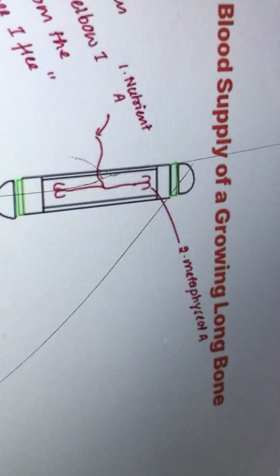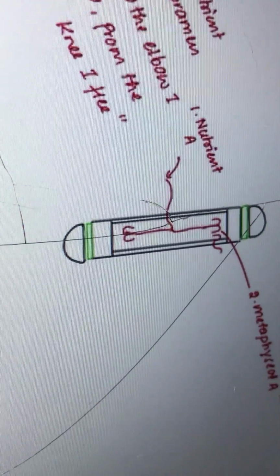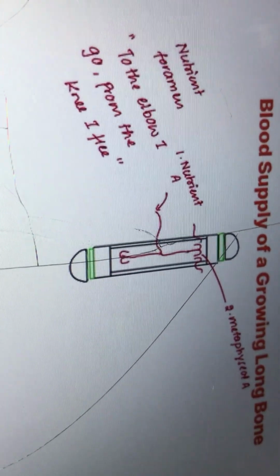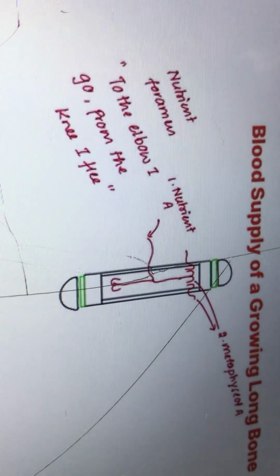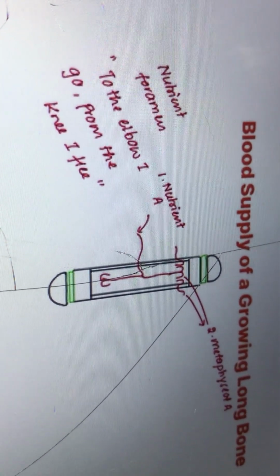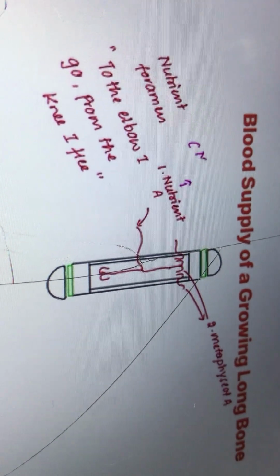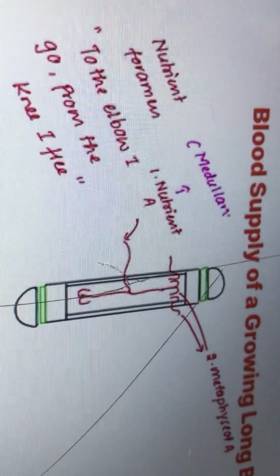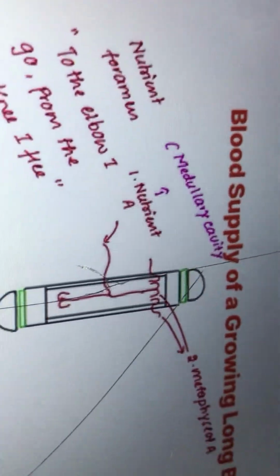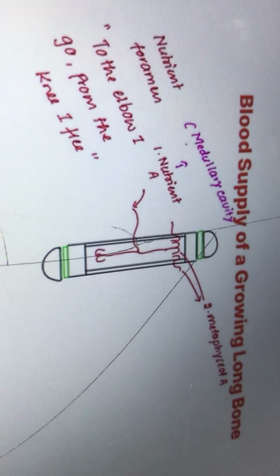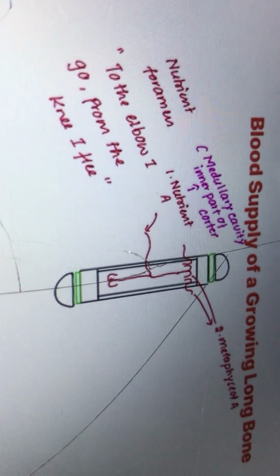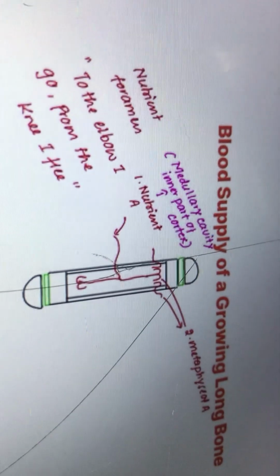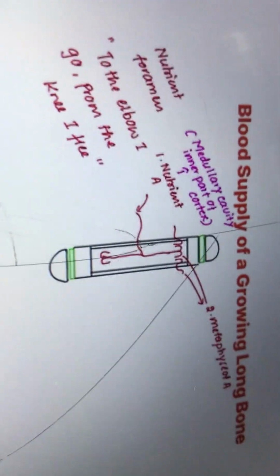In addition to this, we have a separate metaphyseal artery which is also present. Now, what is the importance of these arteries? When we talk about the nutrient artery, remember, the nutrient artery supplies the medullary cavity, and what is present inside the medullary cavity? The bone marrow. And it also supplies the inner part of the cortex, the inner third of the cortex.